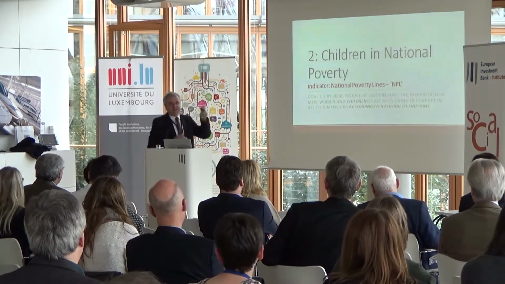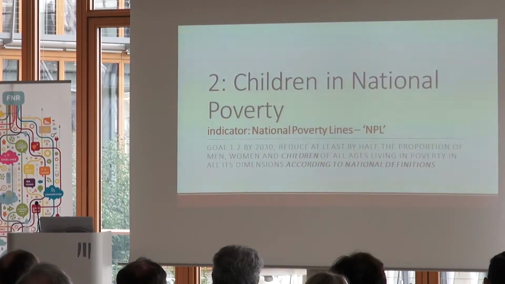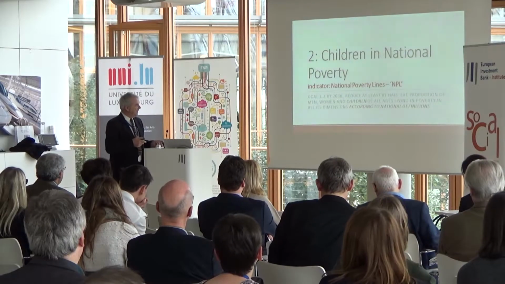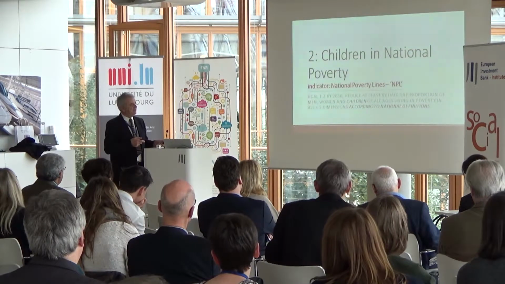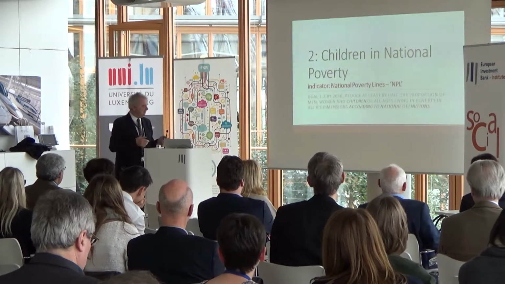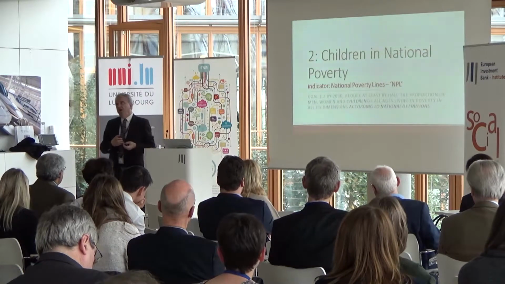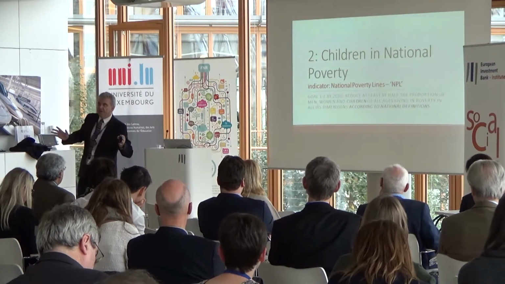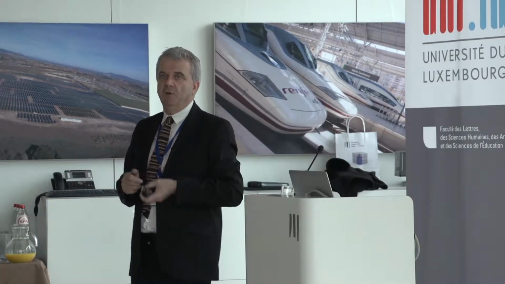Let's go to that second goal, because remember, every country in the world has an obligation to reduce child poverty by 50%, and it's an obligation that refers explicitly to children and explicitly to national definitions. The indicators that have been agreed on this are to use existing national poverty lines. These are lines, unlike the $1.90 line, that each country decides is appropriate as a threshold for monetary poverty in their country.